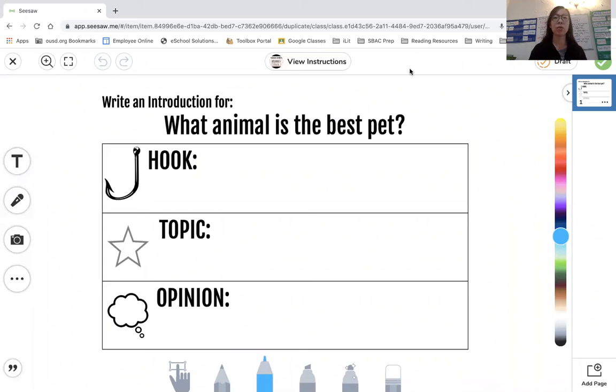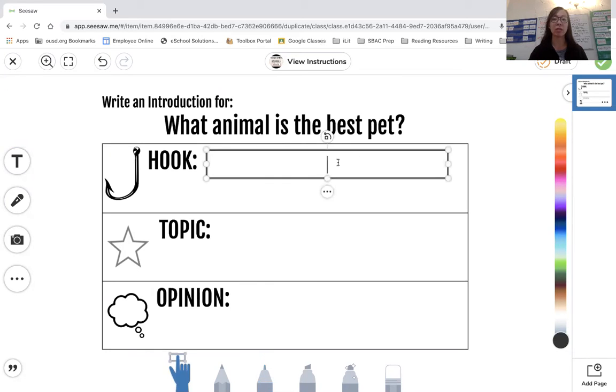Here's today's work that we'll be doing in Seesaw. Our job is to write an introduction for what animal is the best pet. So remember, our job is to think of a hook. When I'm thinking of a hook, I'm going to ask a question. I want to get my reader interested. I think I'm going to write about my dog. That's what I wrote about last week.